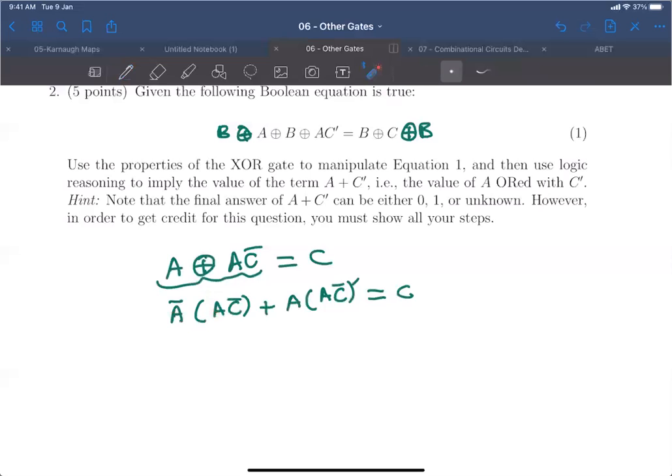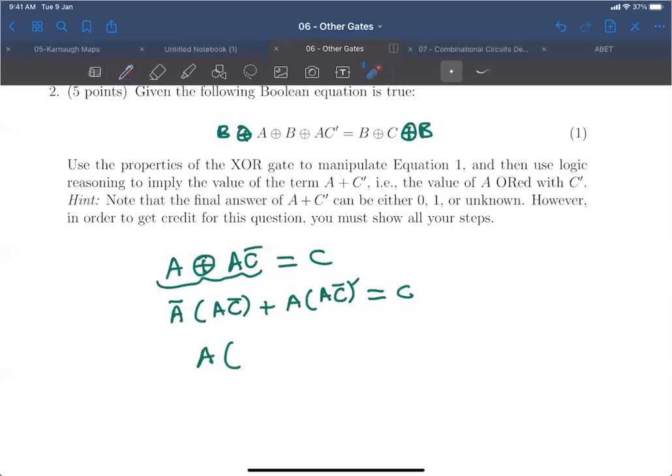All right. Now, A complement ANDed with A. What is that? A complement ANDed with A is 0. 0 ANDed with anything is 0. And 0 ORed with something, it is the identity for the OR, right? So this whole thing cancels. So I'm left with only A ANDed with this one here.